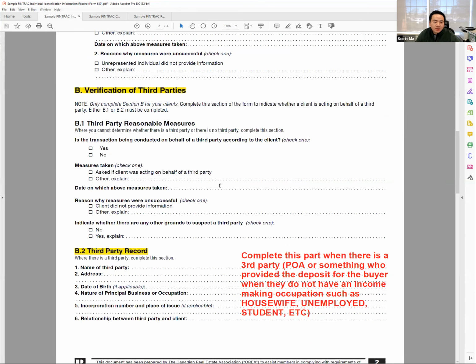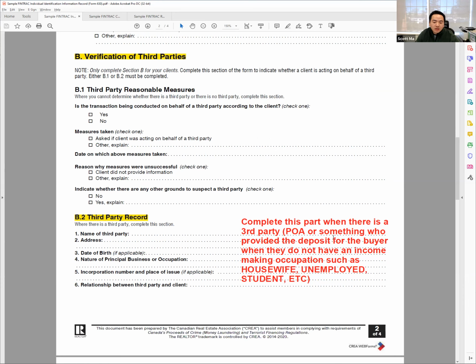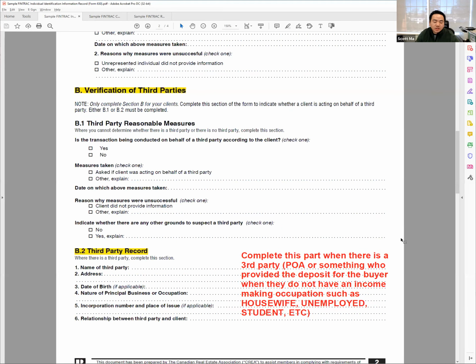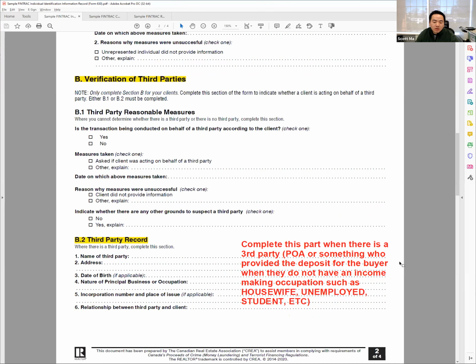Section B is verification of third parties, and you only complete this section when there's a third party involved in the transaction. You see in the notes here, if there's a power of attorney or someone else who provided the deposit for the buyer, then you need to get their ID, because part of FINTRAC is to trace where the funds are coming from. If your buyer client's deposit is being paid by someone else, you definitely need to get that person's ID and verify their information.